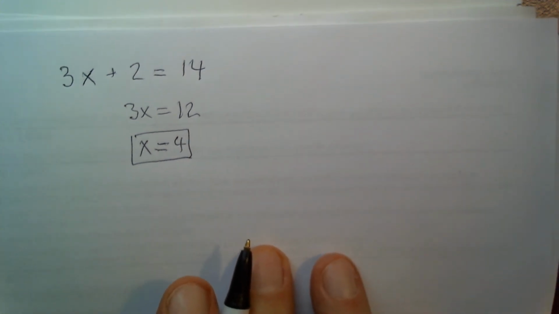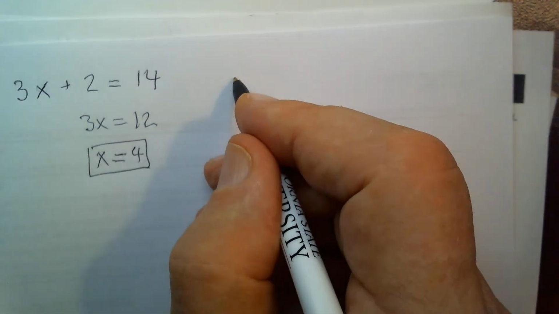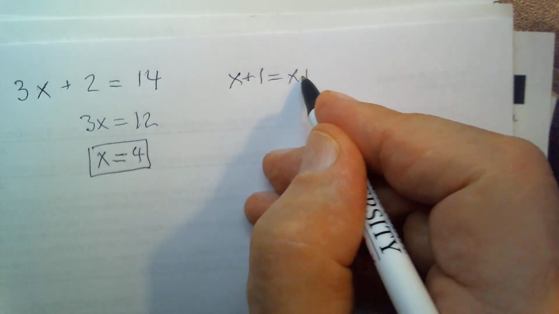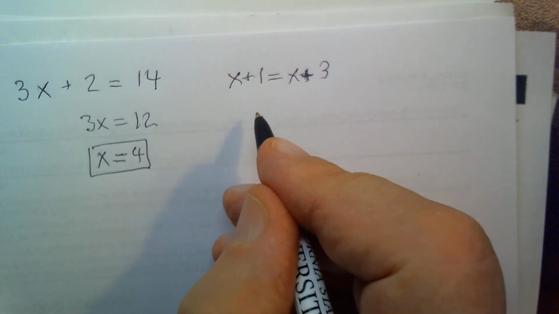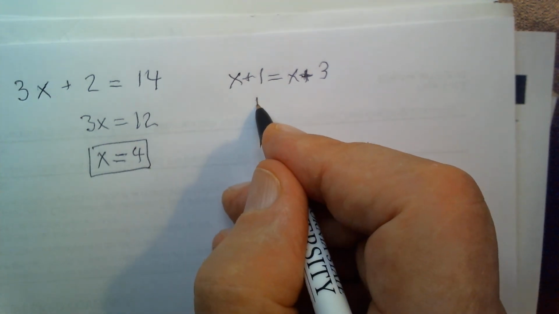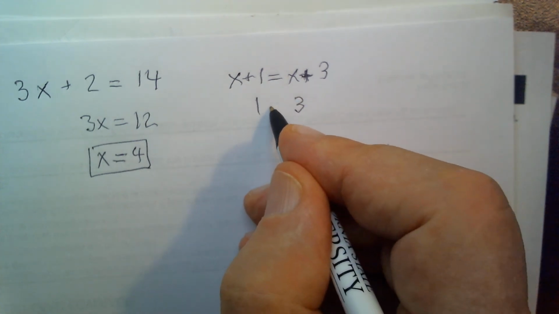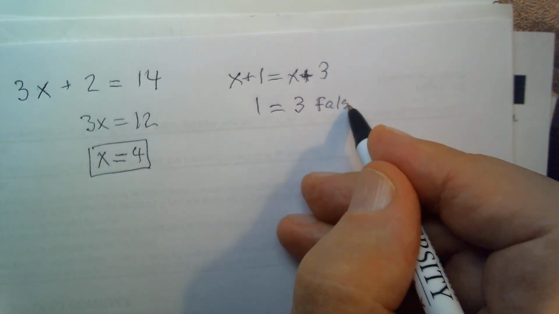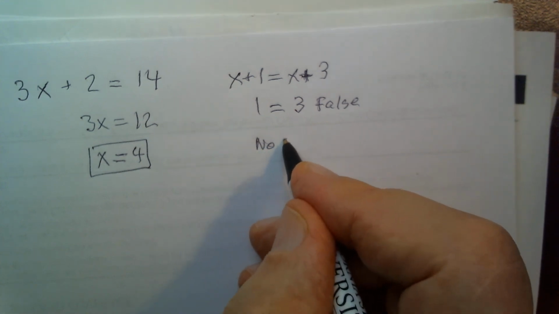Now, it can also happen that equations have no solutions. For example, the equation x plus 1 equals x plus 3. When we subtract x on both sides, we wind up on the left side with 1 and on the right side with 3, and that of course is a false statement, and that means there's no solution. So no solution in a case like this.